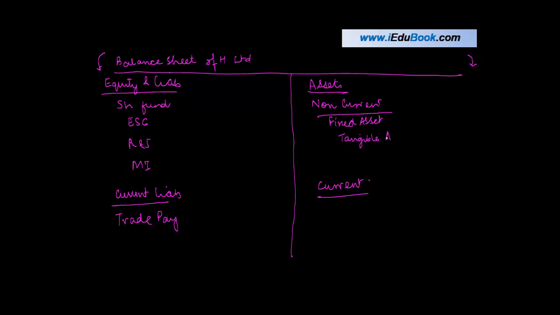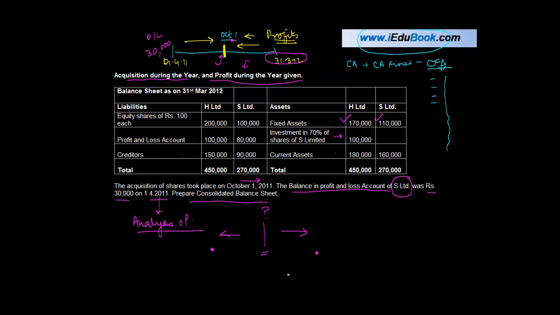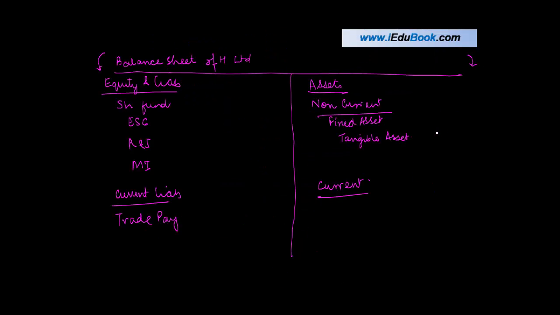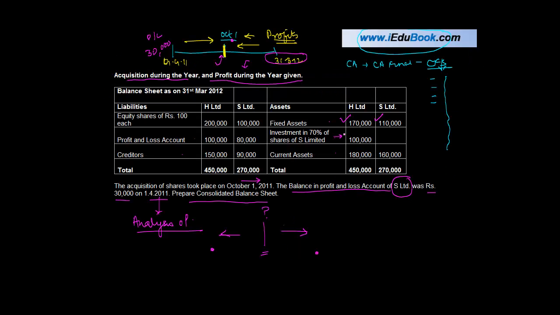Tangible assets are the assets which I can see. Which tangible assets do I have here? It's the total of these fixed assets, 170 plus 110, 2,80,000. Intangible assets will be goodwill, which we will calculate, and if it is not there, we will just knock this off. Investments: this will go to my cost of control. How much is the investment? 1 lakh.